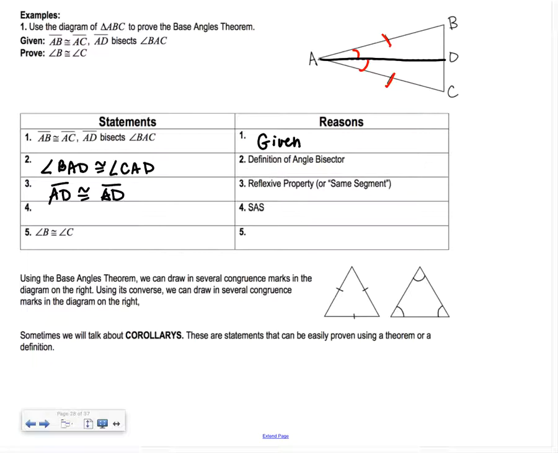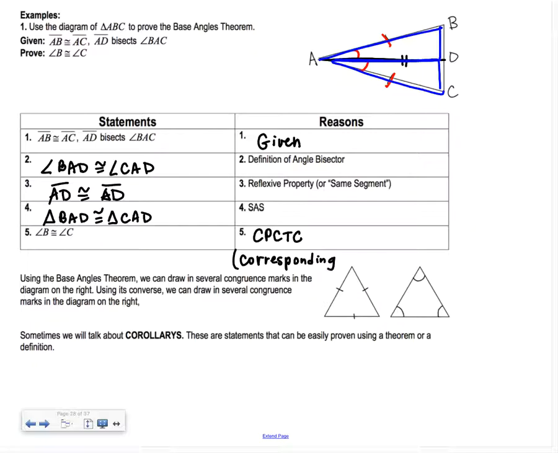And then side angle side says that triangle BAD is congruent to triangle CAD. So now that we have congruent triangles, so this triangle perfectly matches up with this triangle right here, the reason is something that we learned about in the previous section, which we're actually going to do tomorrow in class, and it's called CPCTC. This stands for corresponding parts of congruent triangles are congruent.